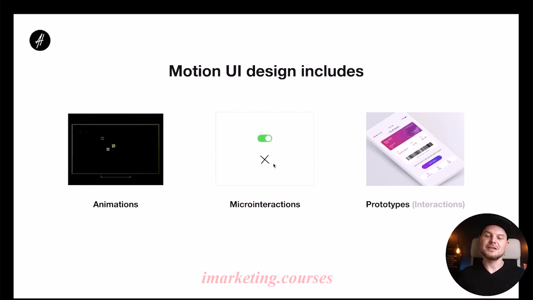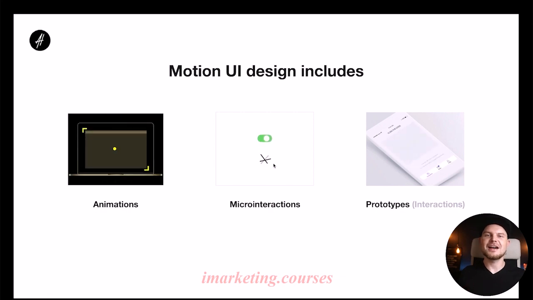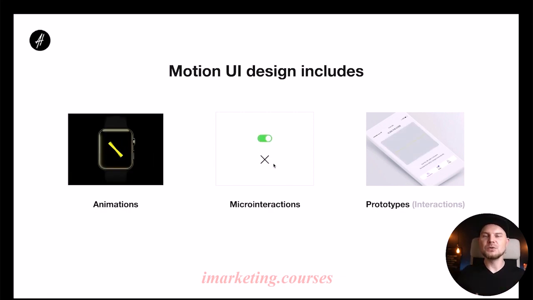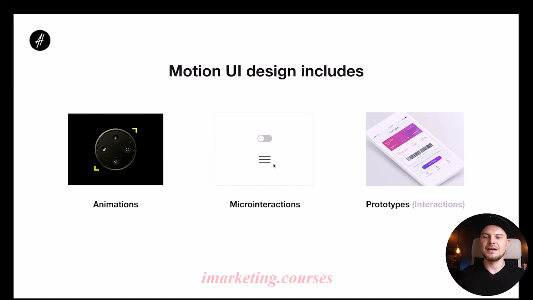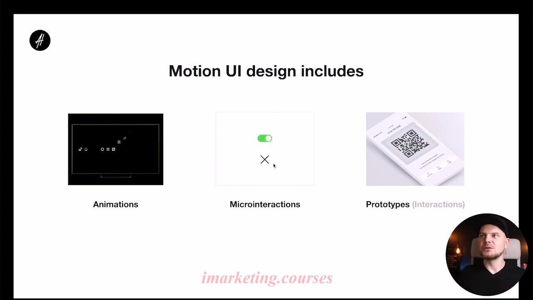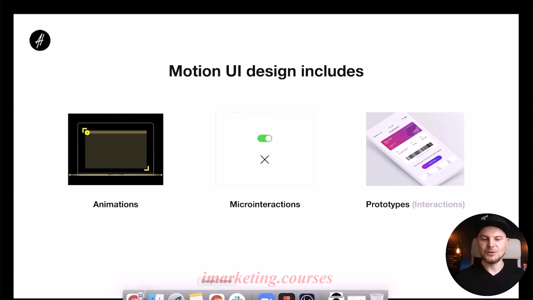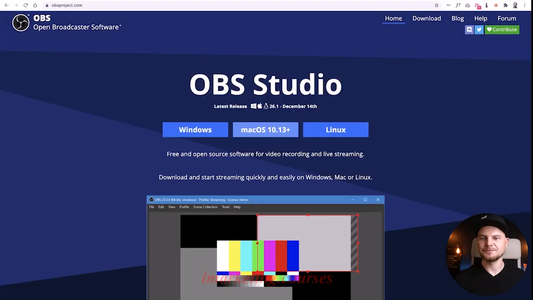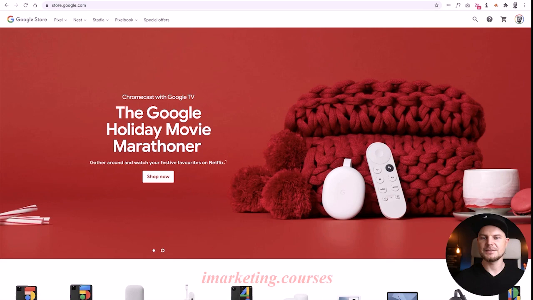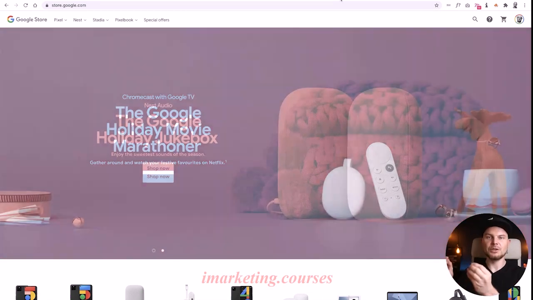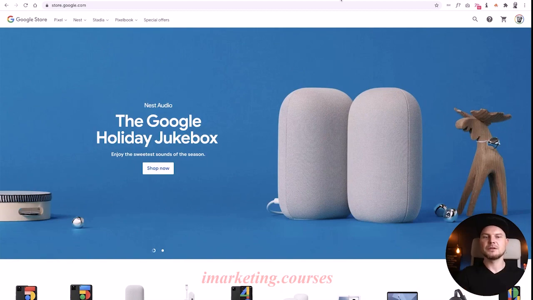And the final thing is prototypes. Prototypes or interactions. This is exactly where the entire user interface of your app or website responds to your triggers. Let's take a look, for example, here, as you can see, I closed the window and the tab moves away.